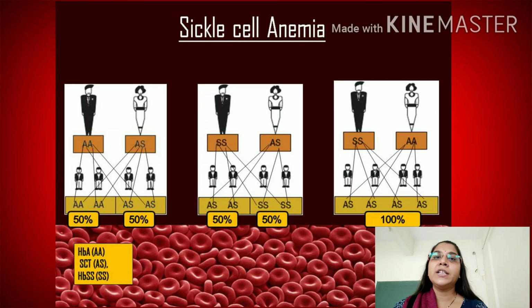If one parent is diseased, SS means diseased, AA means normal; this is the type of hemoglobin which is present. Okay, so it is denoted like that. So if one parent is sickle cell anemic and the other parent is sickle cell negative, meaning normal, then there is a 100% chance of being trait. So these are the probabilities of inheritance.